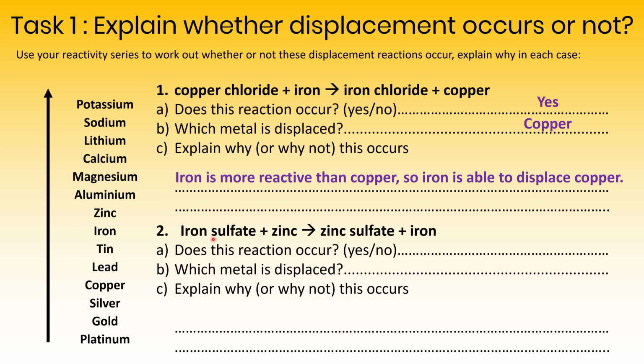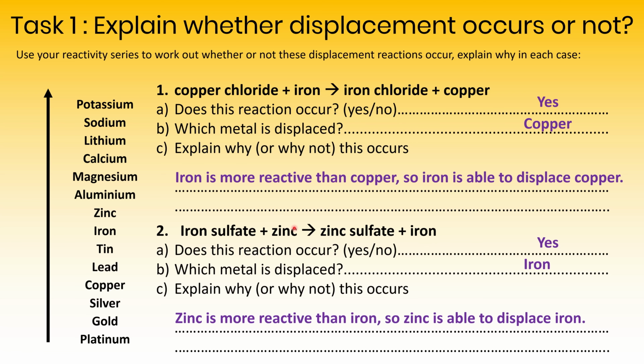Example 2. Someone said that zinc can displace iron from iron sulfate. Let's have a look. Zinc is here on the reactivity series and iron is here. So zinc is more reactive than iron, so this reaction will occur. Which metal is displaced? Well, iron's no longer in a compound in the products, so it's been displaced as the less reactive of the pair. Let's give an explanation. Zinc is more reactive than iron, so zinc is able to displace iron.